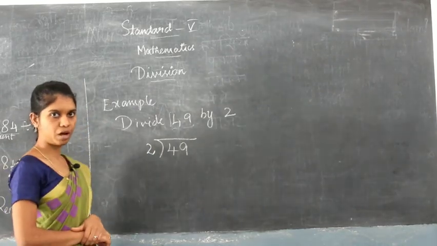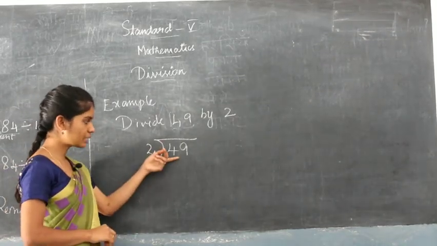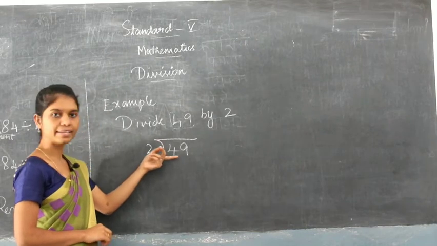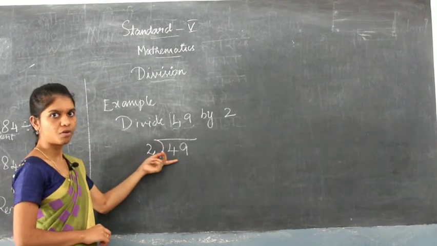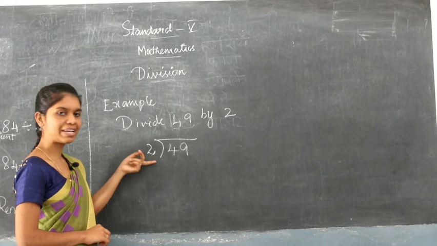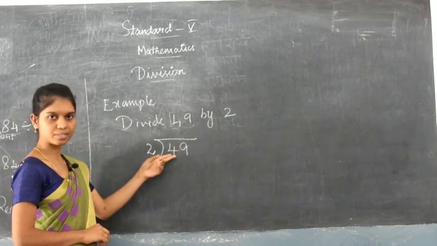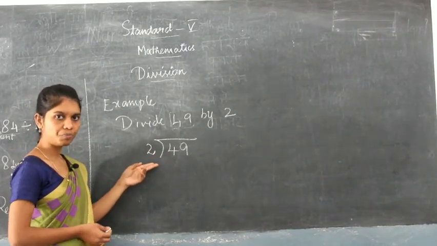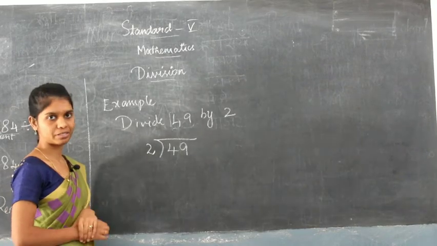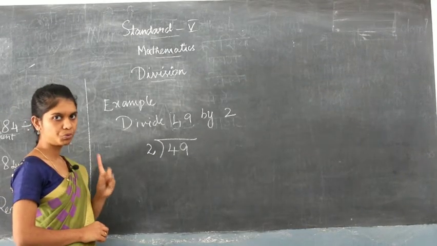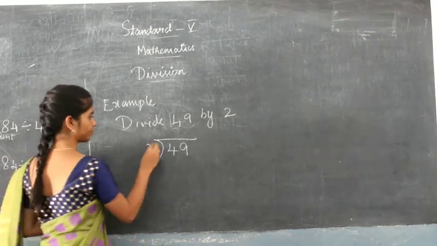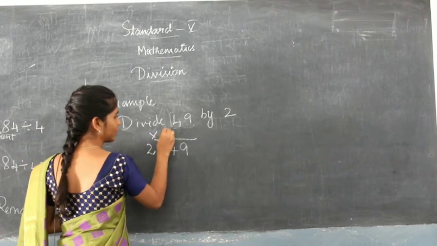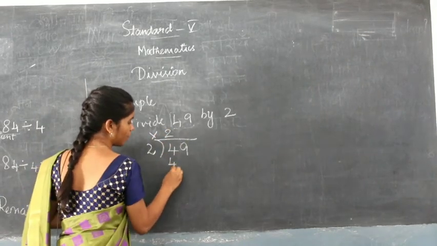And what you should do now? You should see in the first place, in the highest place value 4 is there and divisor is 2. So 4 is bigger, right? So what you will do? You will start telling 2 tables, right? So 2 ones are 2, 2 twos are 4. 2 multiplied with 2 gave you 4.